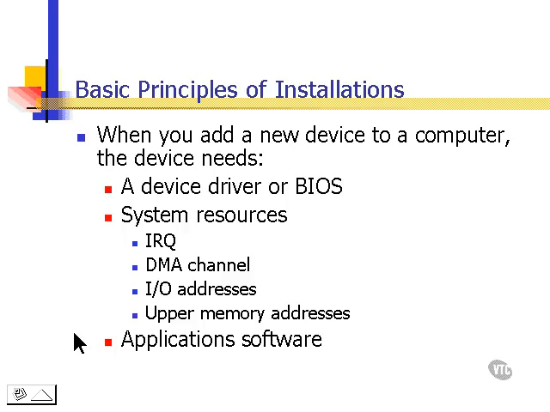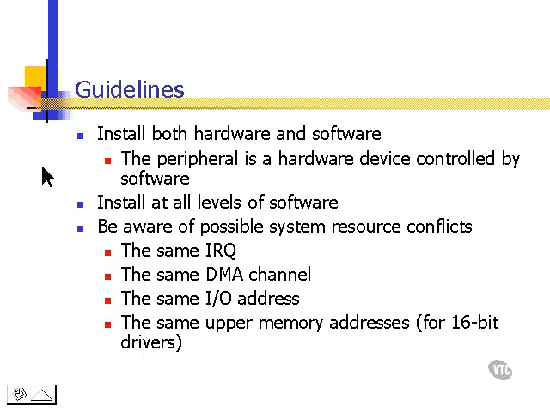Other guidelines for devices that we're going to install are that we want to install both the hardware and the software for the device. If you buy a network interface card, for example, from a computer store, you'll find that along with the card, along with the electronic component in the box, there'll also be a disk, either a CD-ROM or a floppy disk. And on that are the drivers to operate the device. So those need to be installed in the computer. Oftentimes, it's better to go ahead and install those before you install the actual card. We'll talk about that in just a little while.